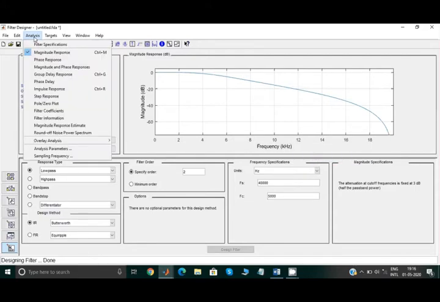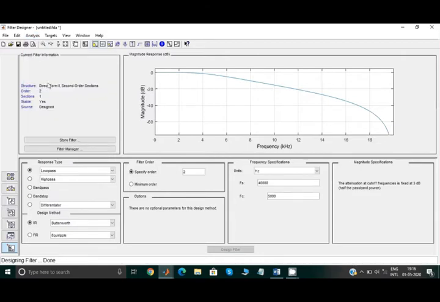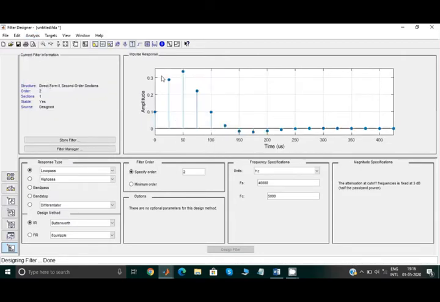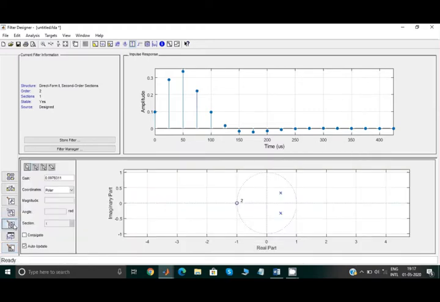Now quickly check the impulse response. Yes, the impulse response is converging. That means the system is stable. Now let us go for the pole zero plot. Here you see the pole zero positions in the z domain. The crosses represent the pole positions, the circles represent the zero positions. Because this is a second order system, we have two poles. Now forget about this part right now.